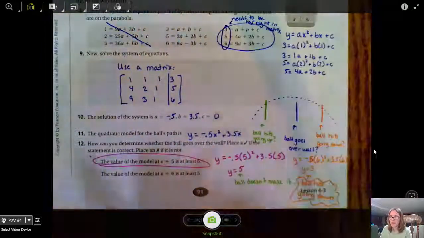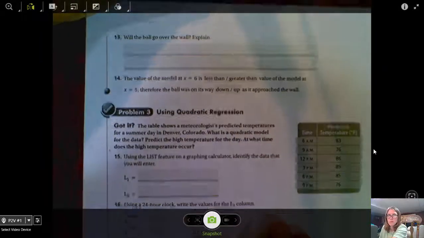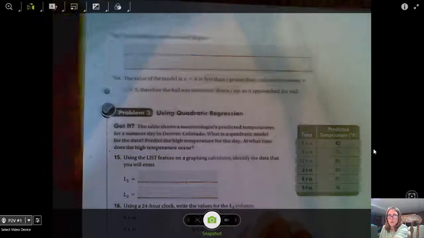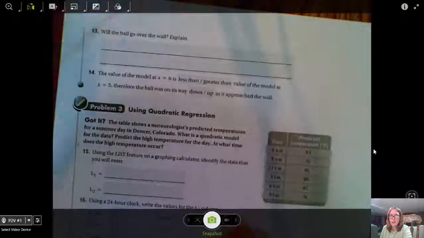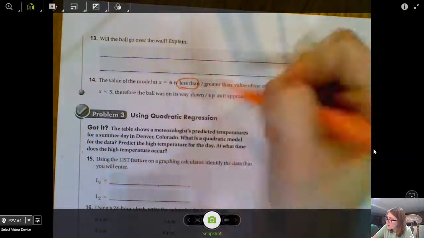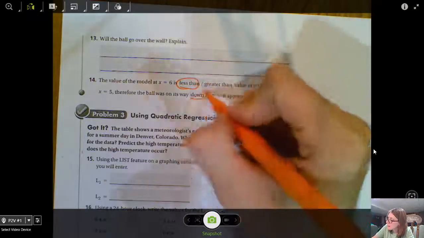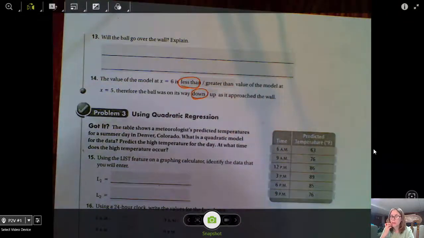Okay. And I guess the official place to put our answers for this problem is on the next slide. The value of the model at x equals 6 was less than the value at x equals 5. Therefore, the ball was on its way down as it approached the wall.